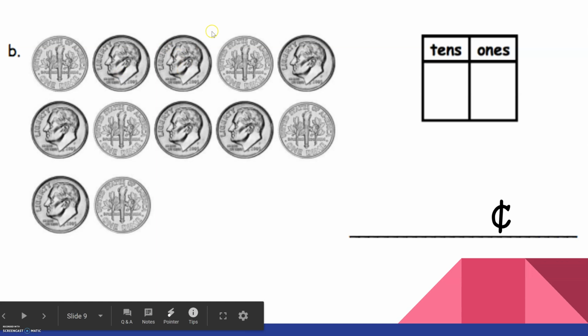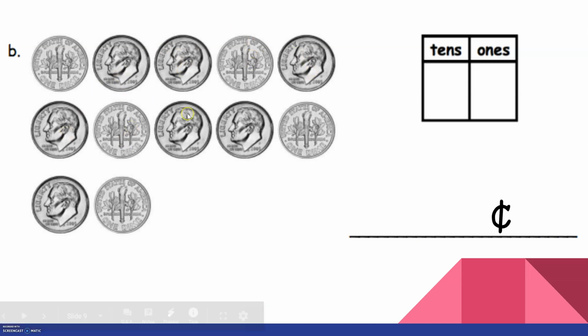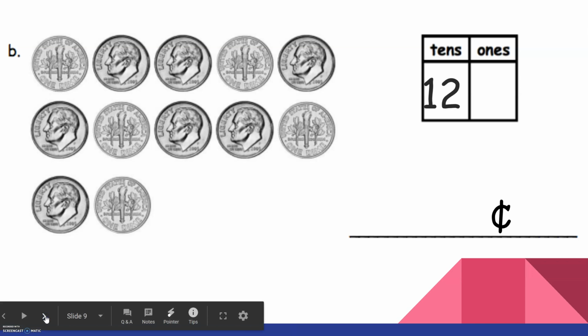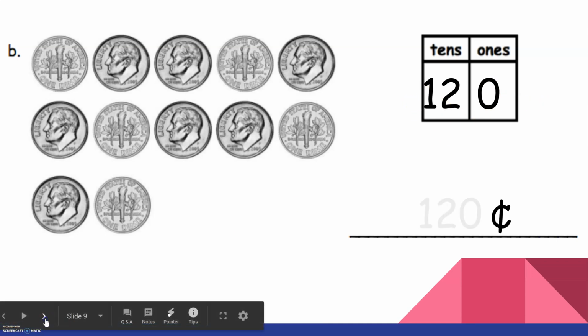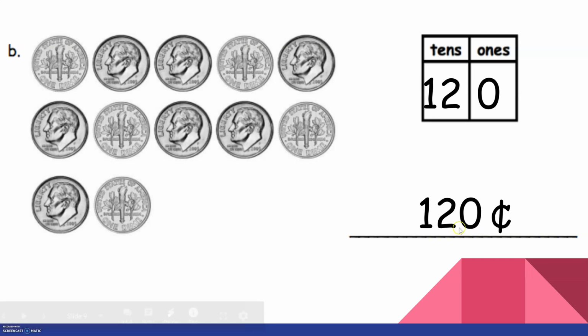1, 2, 3, 4, 5, 6, 7, 8, 9, 10, 11, 12. So usually we don't put over 10 in that 10 spot, but in this case there are going to be 12 tens and how many ones? 0 extra ones. So there are 12 tens or 12 dimes and 0 ones. Now, what number does that look like right up here? It looks like 120. So that actually is how much or how many cents we have. 120 cents or $1.20. But we'll get there later.